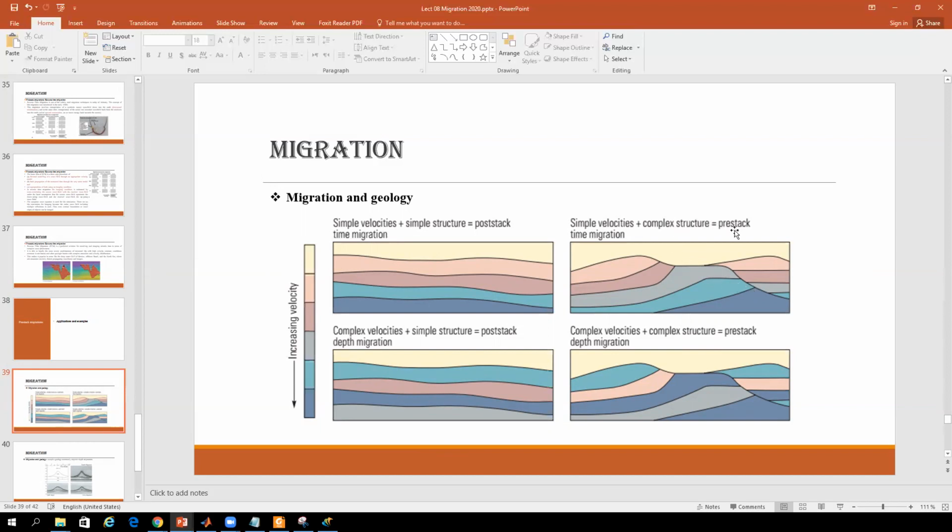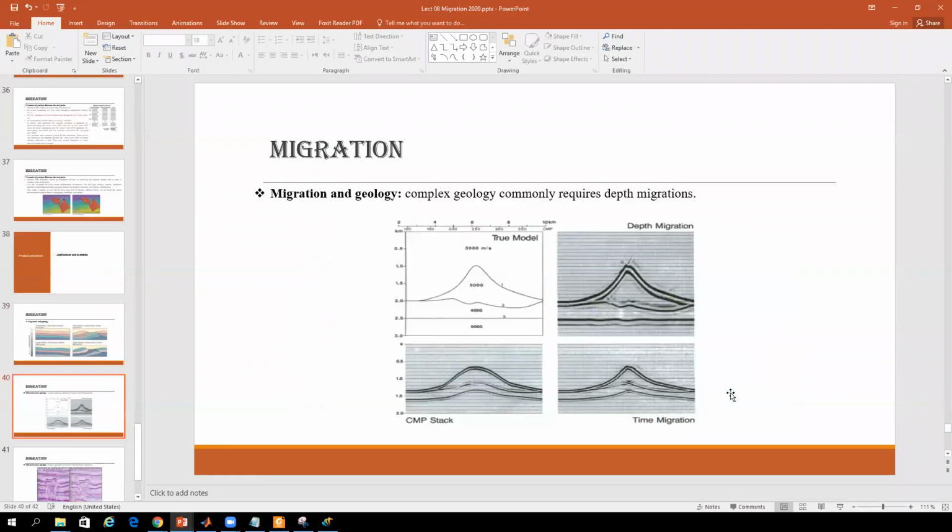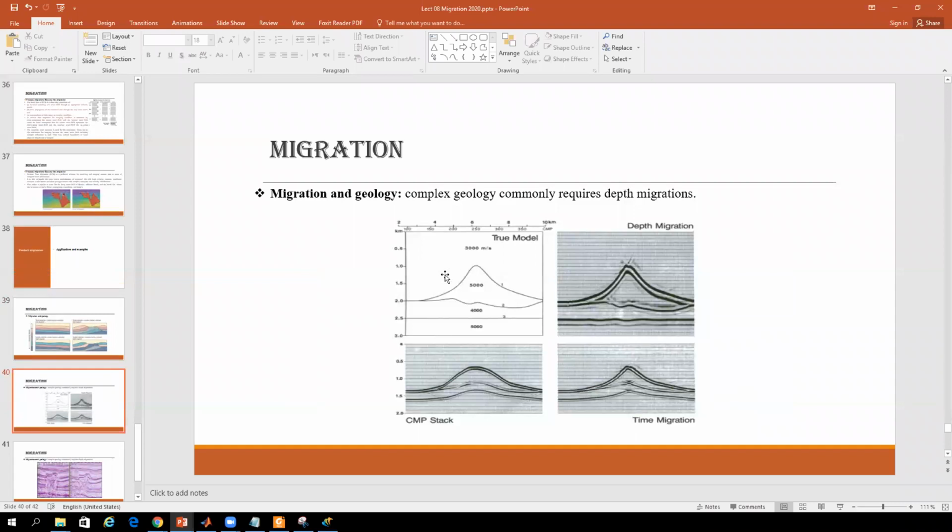So here we will have pre-stack time migration. We will need to use it in order to correct these kinds of discontinuities and these kinds of dip changes. In the case where we have complicated velocities and complicated structures, then we will move to pre-stack depth migration, like the RTM and like kickoff pre-stack depth migration. So the RTM is not time migration, but is depth migration.